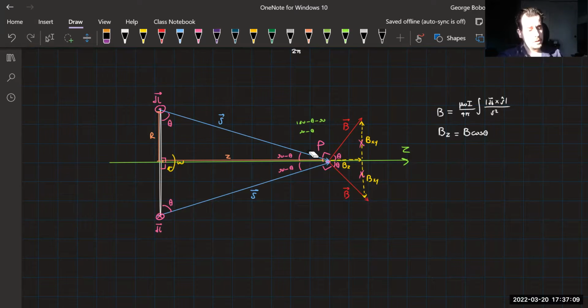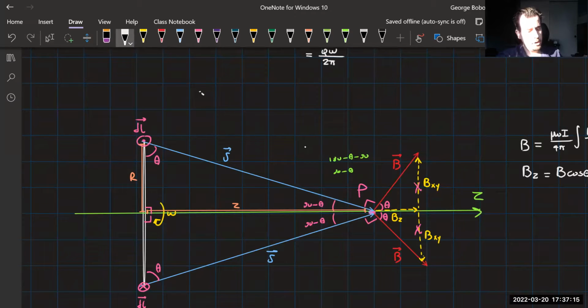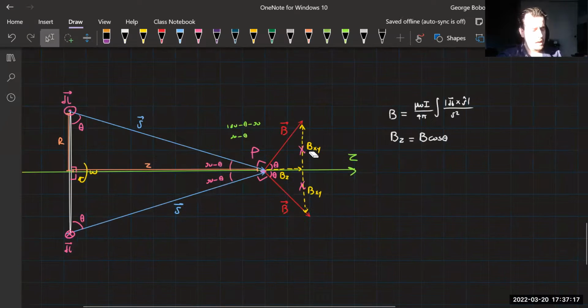Okay. So what is cos of theta really? Well, again, it depends on you right now if you want to work this integral, this geometry, in terms of cos theta or not. It's up to you to choose.